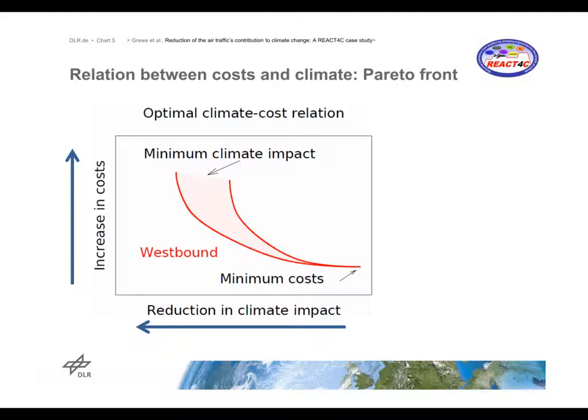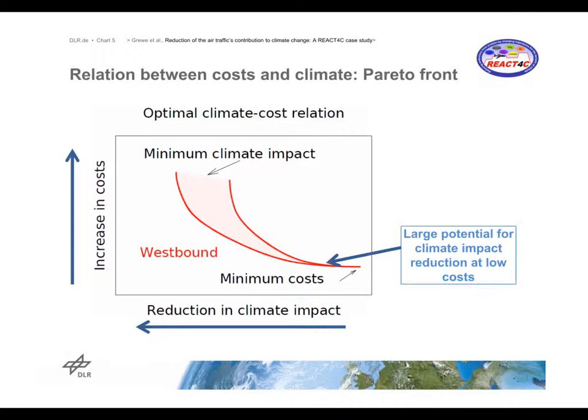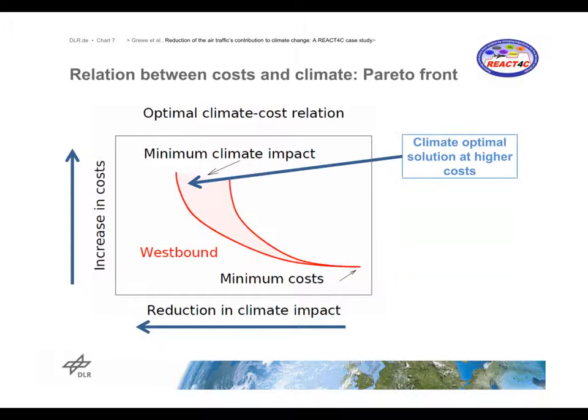The diagram shows to the left the relative reduction in climate change of the whole air traffic flow, and to the top the related relative increase in costs. We first show the results of westbound flights in red. They have a large climate impact reduction potential of roughly 25% and a low increase in costs of around 0.5%. The optimal climate impact reduction of around 60% requires a much larger cost increase of around 10 to 15%.